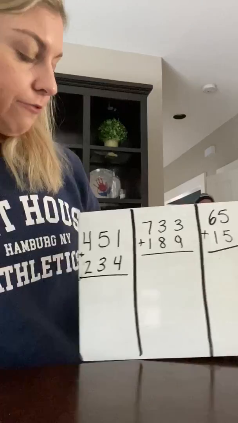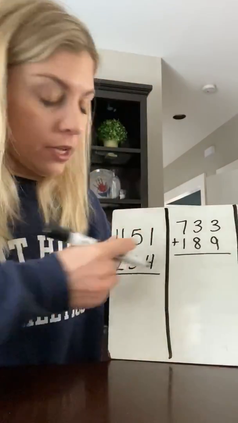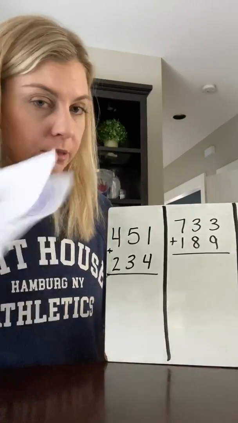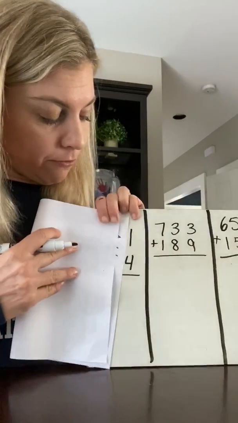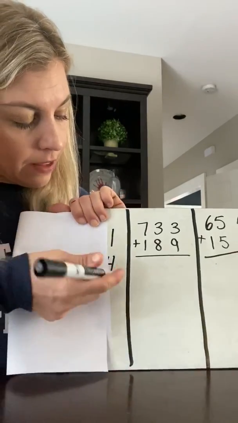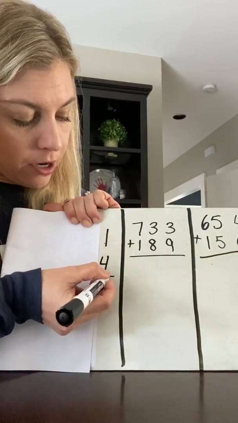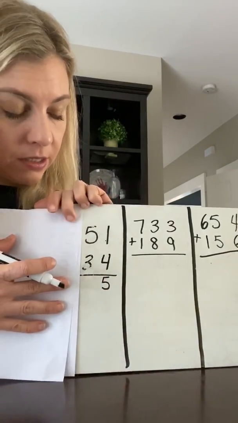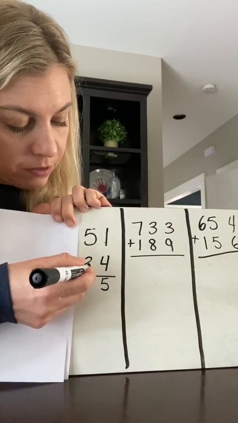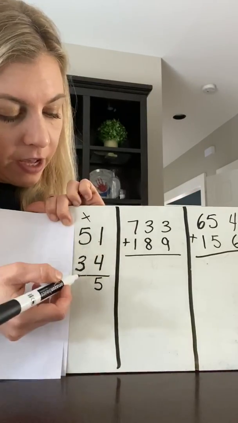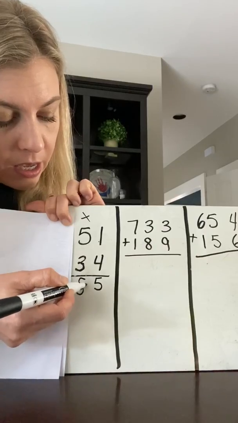Okay, let's take a look at the first one. First thing we do is look at the ones. Boys and girls, something that I do with my class sometimes is we use a piece of paper if we need to cover up the other columns. So look at the ones. 1 plus 4 is 5. Then I can move over to the tens. I did not have to move anything. It was just plain old 5, so nothing went up here. 5 plus 3 was 8.